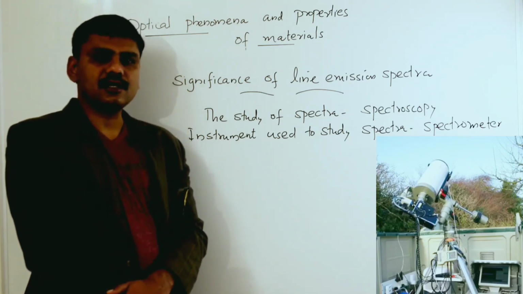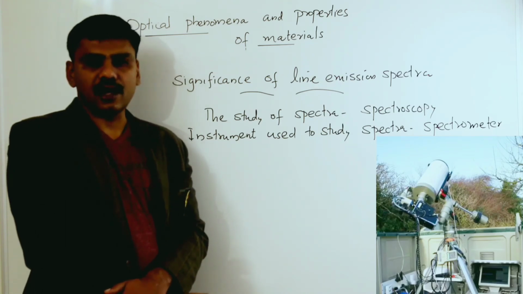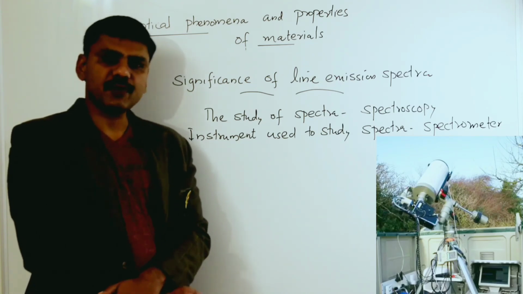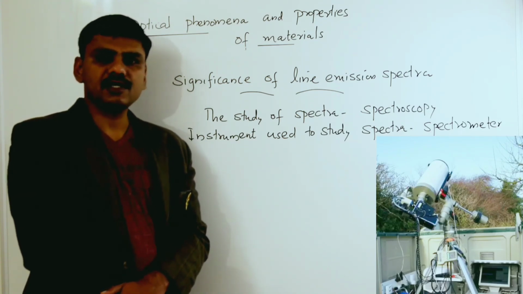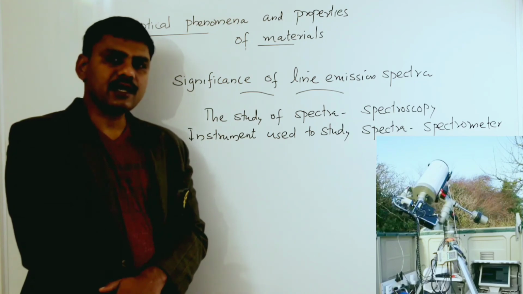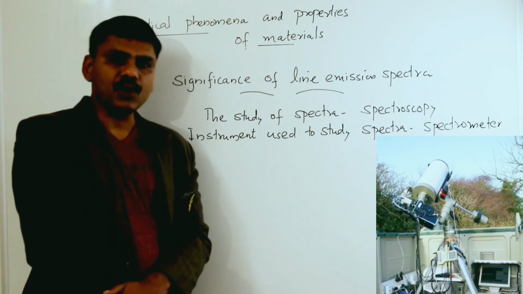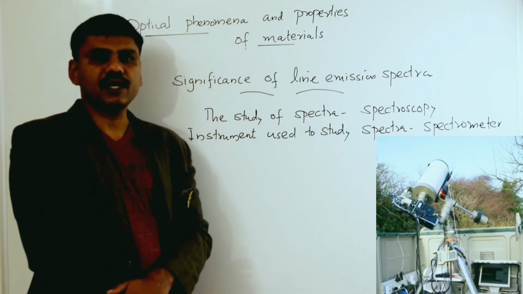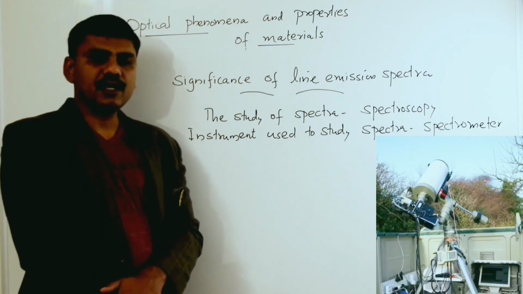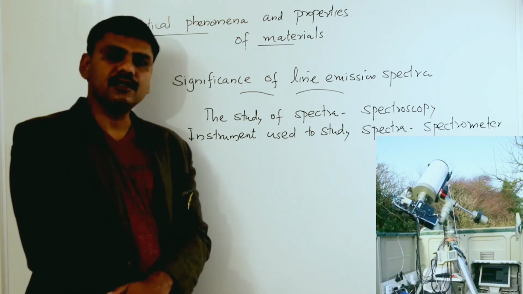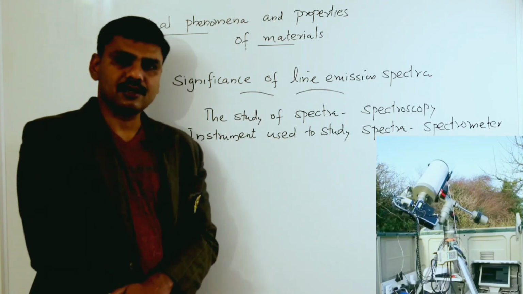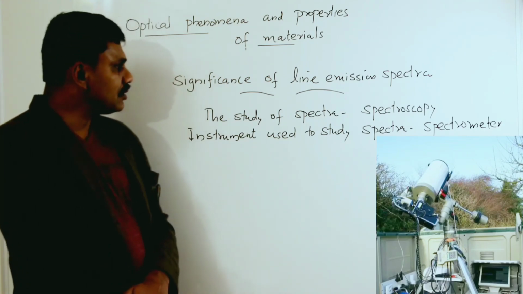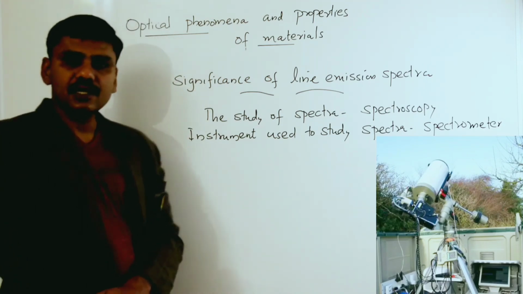From distant stars and distant objects, we are receiving the light and we can produce the spectrum. And we have the different element spectra, and we can compare the spectrum produced and the spectrum we have. So by comparing these two, we can predict the element present in the star or the object. So that is the significance of line emission spectra.